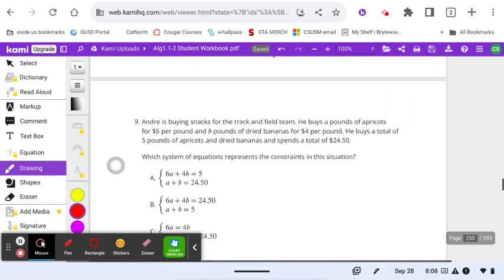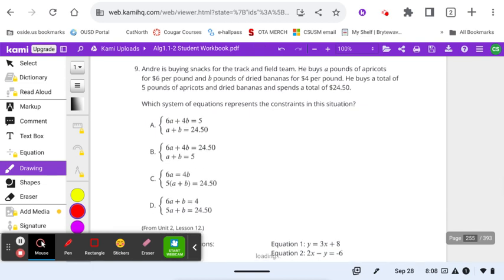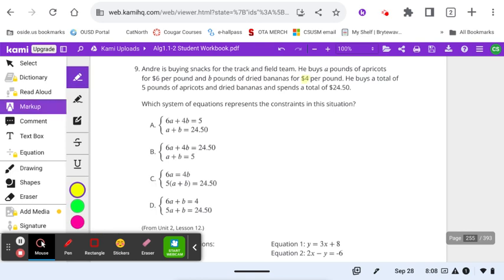How are you doing on x and y intercepts? Okay, Andre is buying a pound of snacks. Here's how much apricots are. Here's how much bananas are. He buys a total of 5 pounds and dried bananas and spends a total of $24.50. So this is where we want to keep money with money. Bananas are 4 per B, 6 per A, and keep the money with the money. So which equation has the 6, the 4, and the $24.50 together?